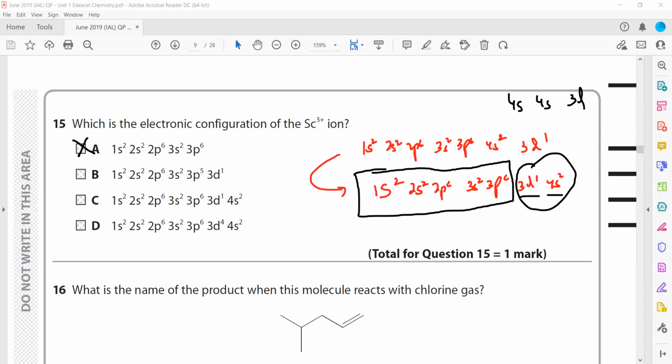So remember, whenever for a transition element you are removing the electron, first write the configuration, then arrange them in order, and then remove the electron. After that, remove the electron from the last shell.